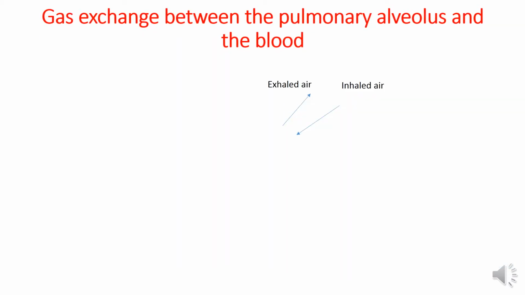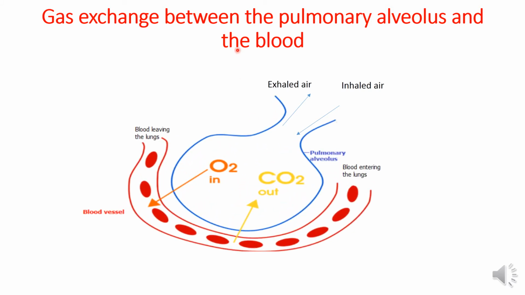Gas exchange between the pulmonary alveolus and the blood. This is the pulmonary alveolus, and this is a blood vessel carrying blood. First, the inhaled air enters the pulmonary alveolus rich in oxygen gas. At the same time, blood entering the lungs is rich in carbon dioxide gas. Why is it rich in carbon dioxide gas? Because it is coming from the body organs.